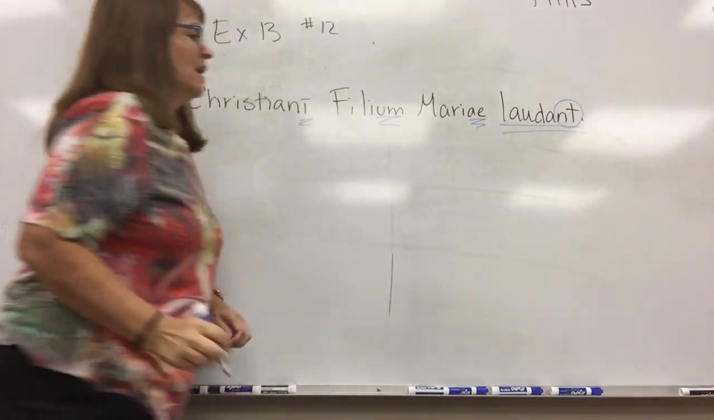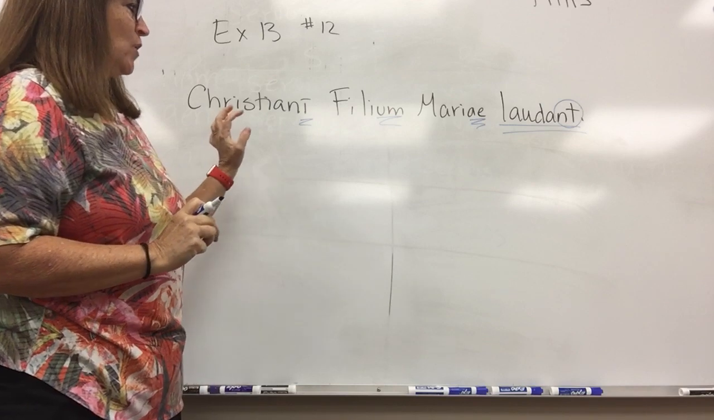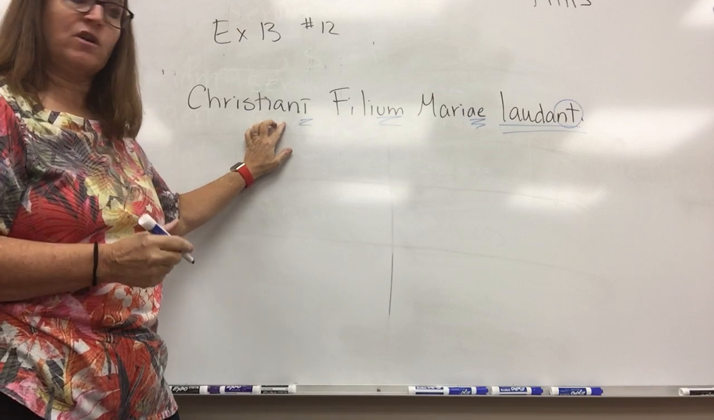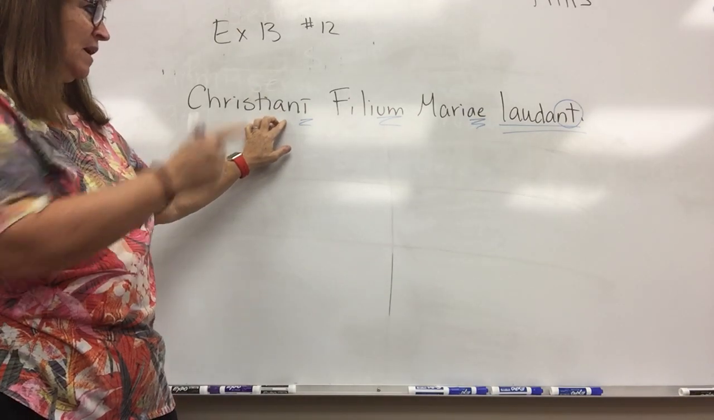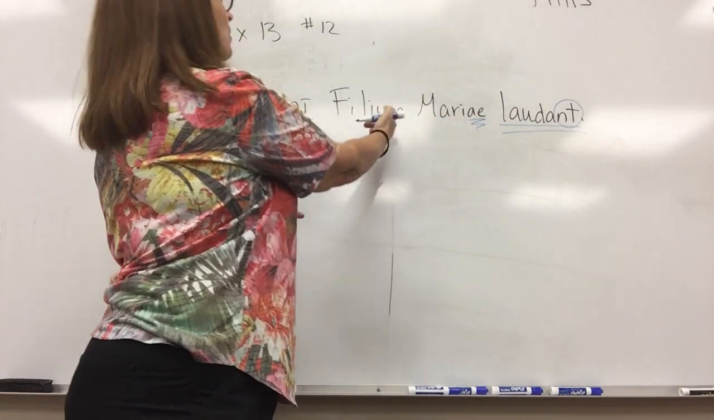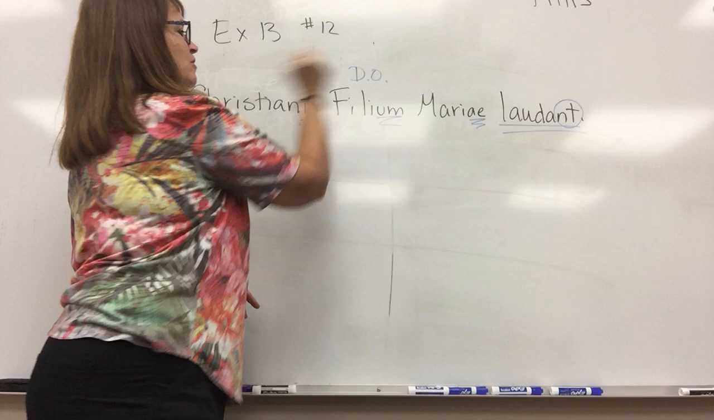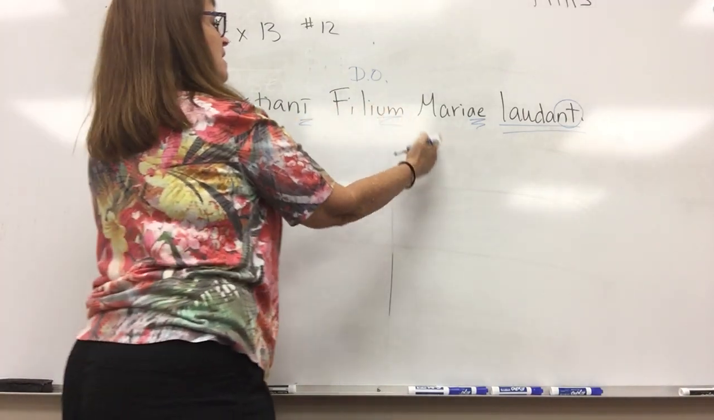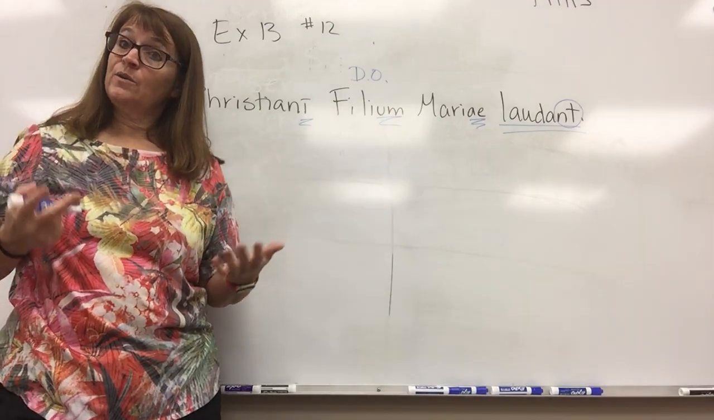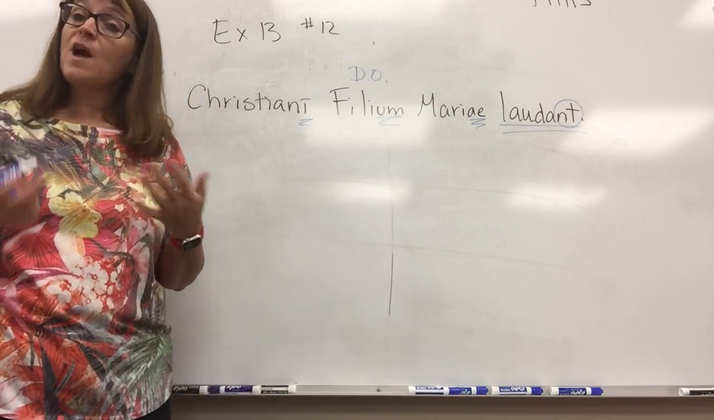So I'm looking at these endings. If you're looking at your grammar book, Christiani could be a plural ending, nominative plural. Filium, the AE could be a plural ending, which, is definitely not a plural ending. So we know right away this is going to be our direct object. But which of these should be our subject? This is where you have to come to some conclusions on your own. Try some things out.